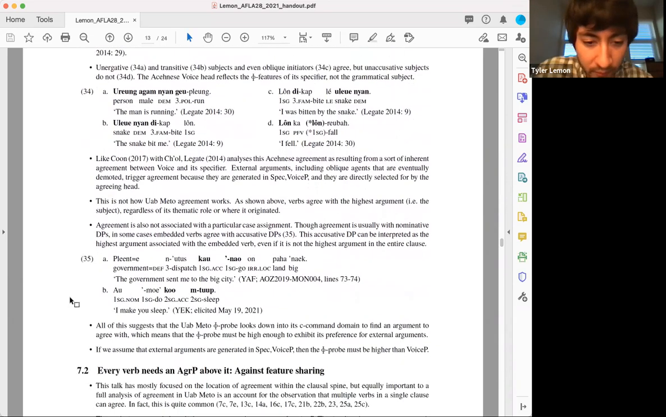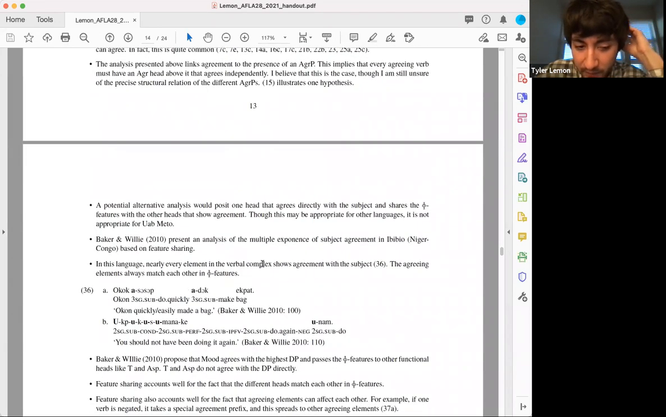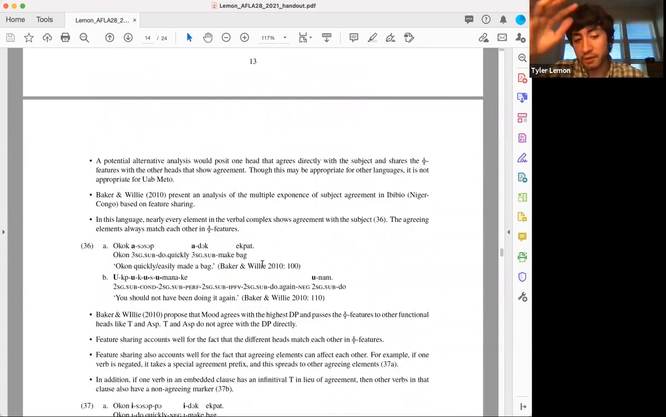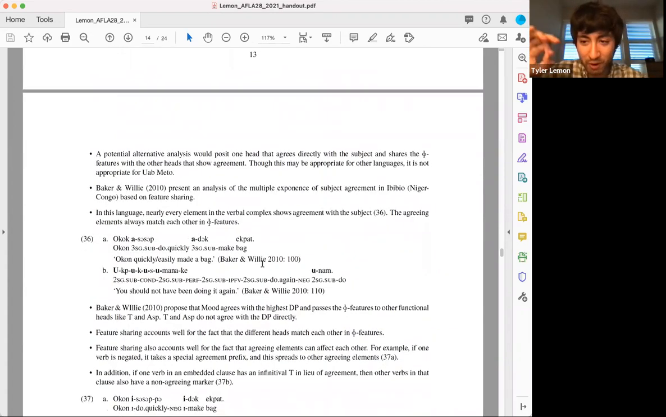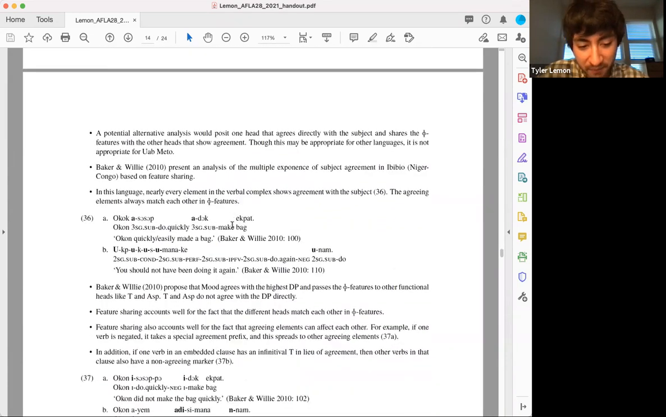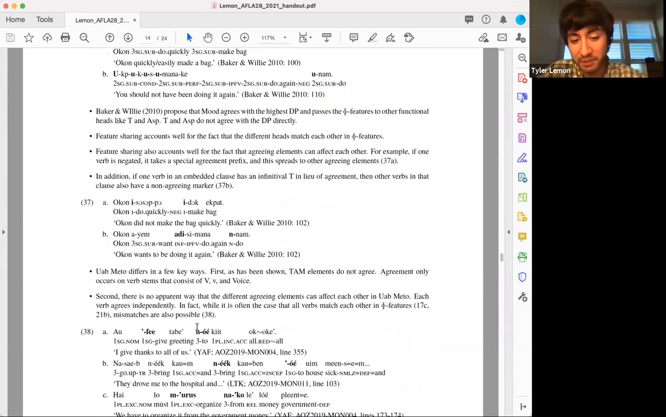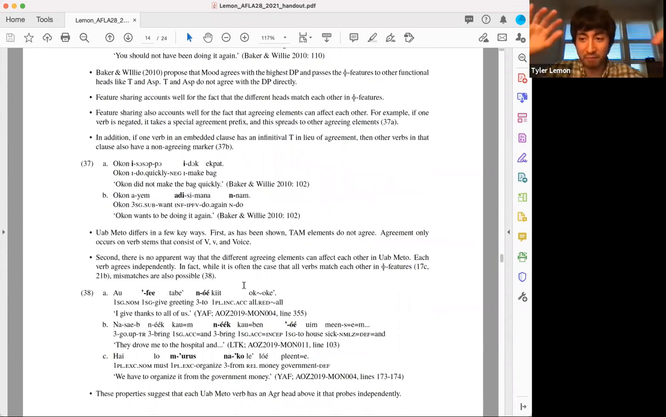Okay. I'll also point out that you can actually even have agreement with accusatives in Uab Meto under the right circumstances with non-initial verbs. Okay. So then I will go ahead and say that there also isn't a good argument for a feature sharing analysis in Uab Meto, where, say, you have multiple elements that agree. So maybe you'd want to share stuff, but that doesn't quite work either. And the primary evidence for that is that each different verb seems to probe independently. And you can often have multiple verbs in a series that agree with different things.